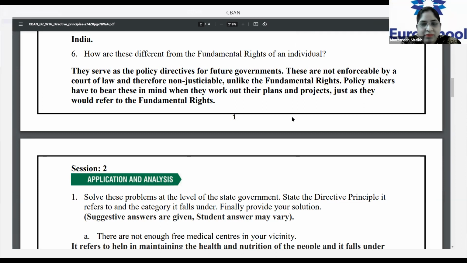Who will give me the third differentiation? Bhavya, give me the third. I don't know the third. I'm just thinking. Go ahead.